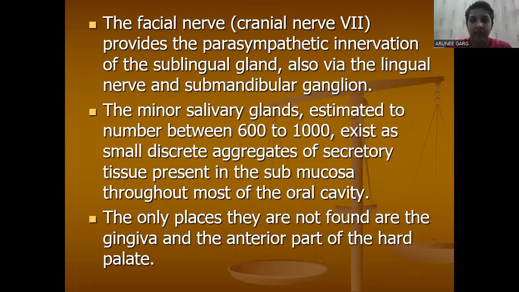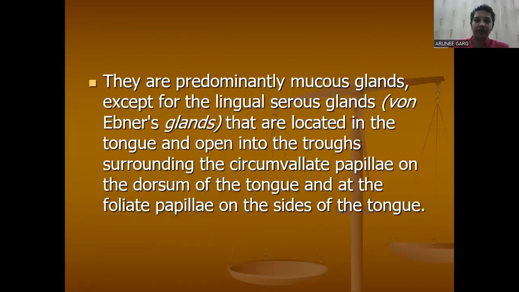The minor salivary glands are estimated to be between 600 to 1000 in number, and they exist as small discrete aggregates of secretory tissue present in the submucosa throughout most of the oral cavity. The only places they are not found are the gingiva and the anterior part of the hard palate. They are predominantly mucous glands, except for the lingual serous glands, which are the von Ebner glands. These are located in the tongue and open into troughs surrounding the circumvallate papillae on the dorsum of the tongue and at the foliate papillae on the sides of the tongue.